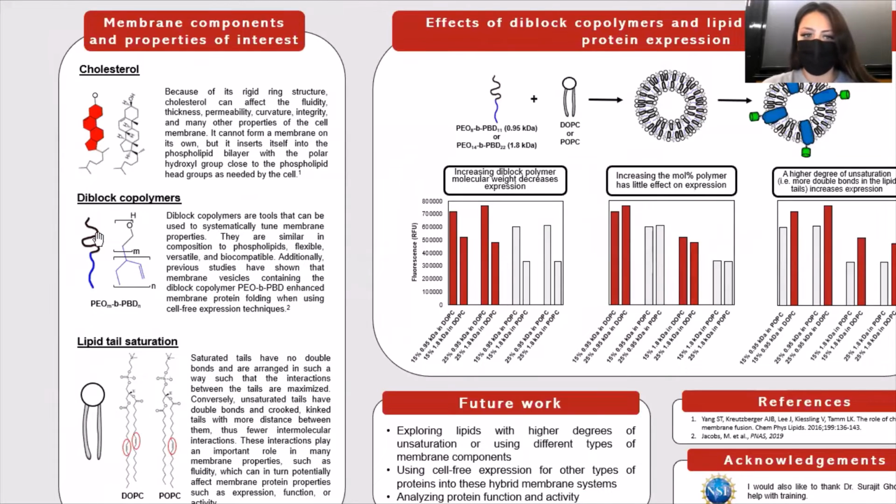The next one is diblock copolymers. They're tools that can be used to tune membrane properties synthetically. Previous studies have shown that membrane vesicles containing the block copolymer PEO-PBD enhanced membrane protein folding. So basically, I'm interested in learning whether a short polymer versus a long polymer can affect expression.